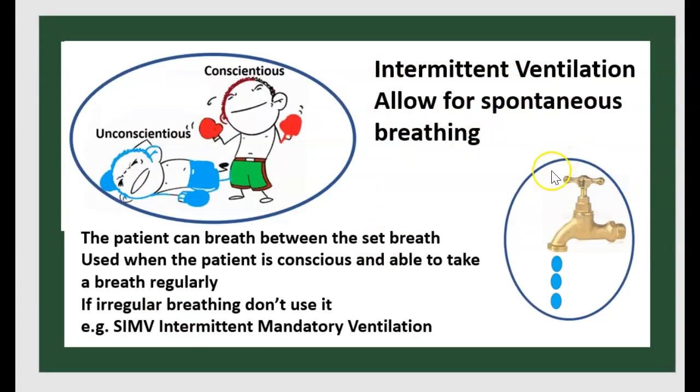Intermittent ventilation, on the other hand, allows for spontaneous breathing. The patient can breathe between the set breaths. It is used when the patient is conscious and able to take a breath regularly. If breathing is irregular, don't use it. For instance, intermittent mandatory ventilation.